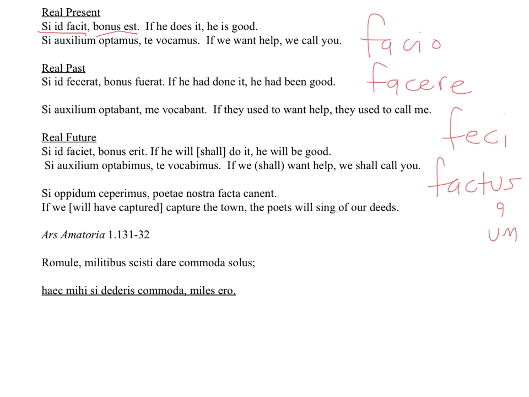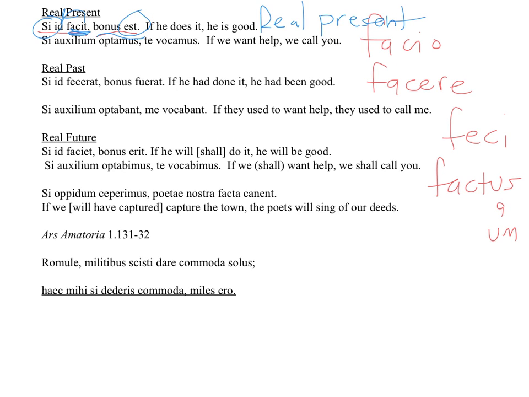It has the word si, which means if. Then it says if he does it, id, bonus est. Facit is the indicative present active. It's followed by est, which is the indicative present active, and so this would be considered a real present condition. It has an indicative present plus an indicative present. And you translate it just like you would expect to translate it. If he does it, that's the present tense. He is good, is the present tense.